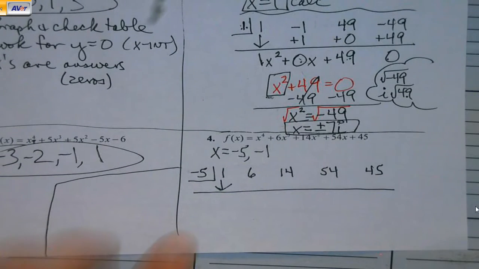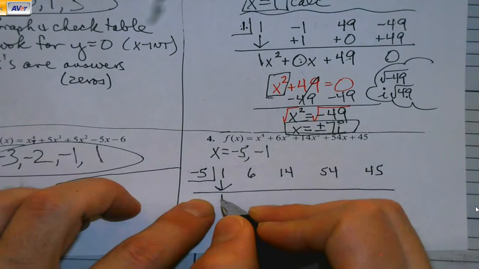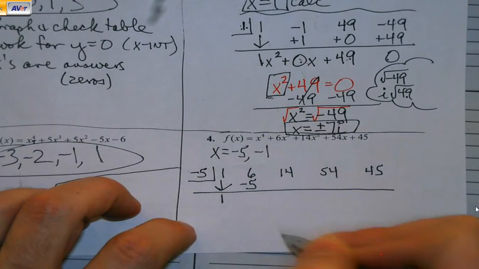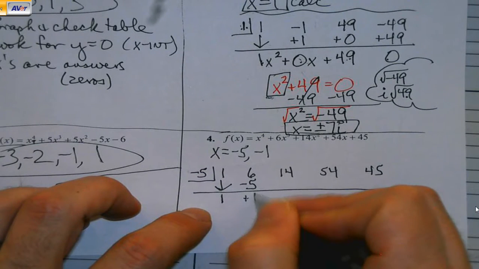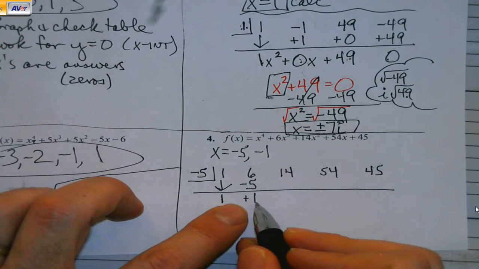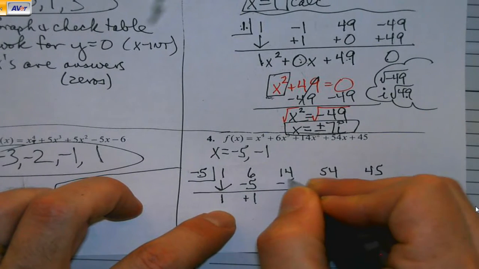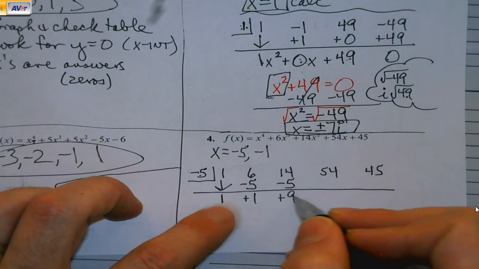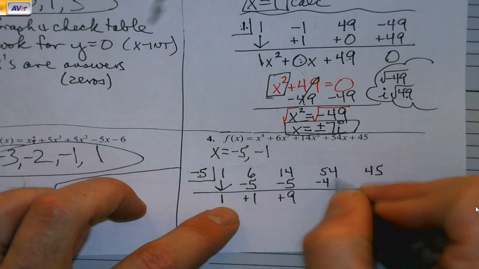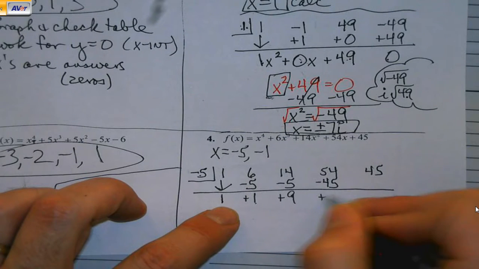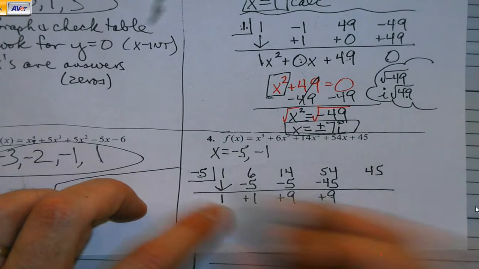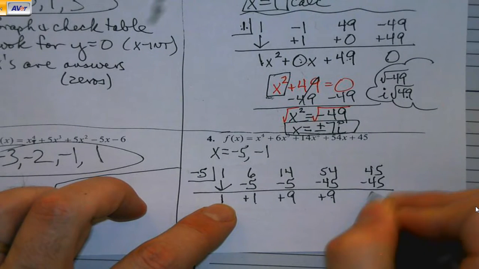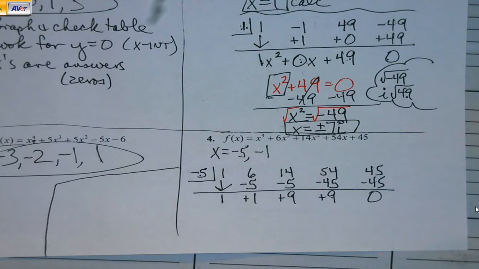And I start my synthetic division process, which again is just pull down your first term, multiply it by what's in the box, add down, whatever answer you get, multiply it by what's in the box, that goes in the next spot, add down, just keep right on rolling. 9 times -5 is -45, add down. 9 times -5 is -45, and I get the all-important 0 at the end.